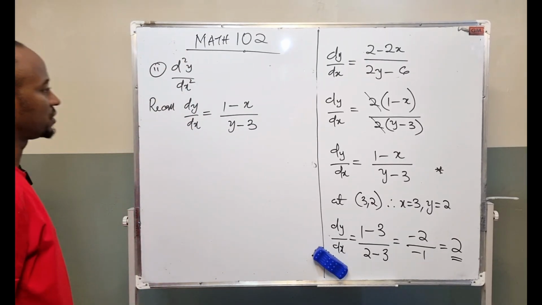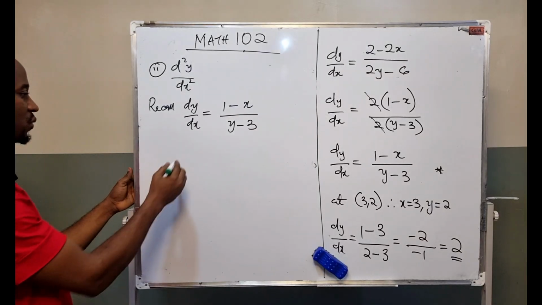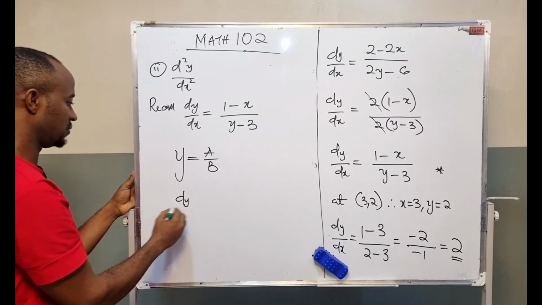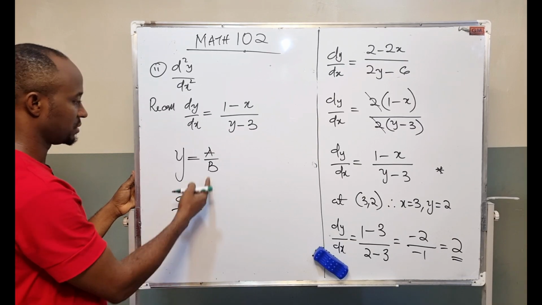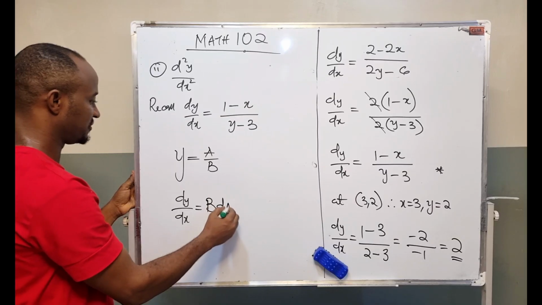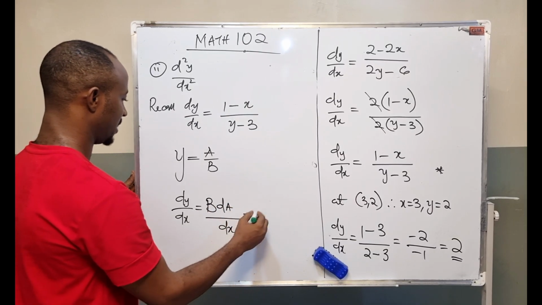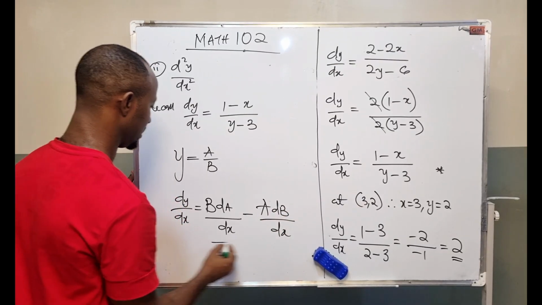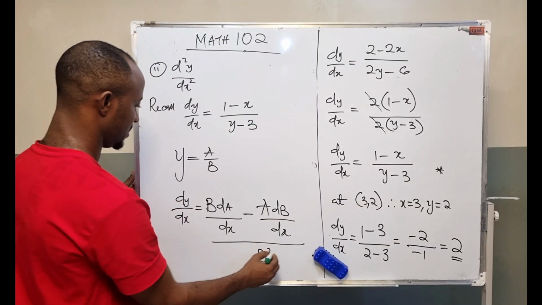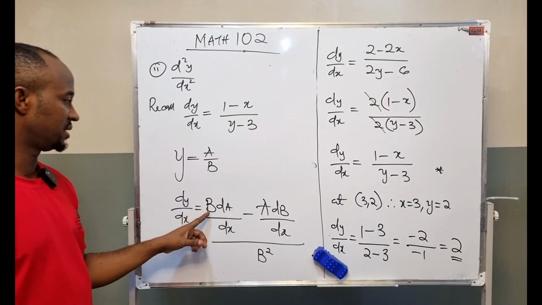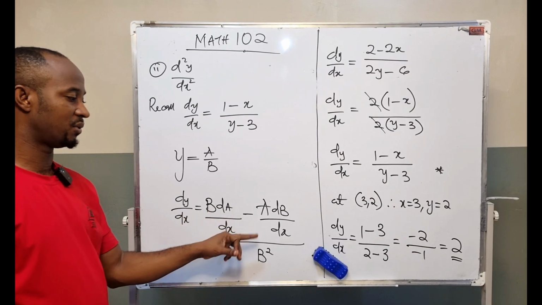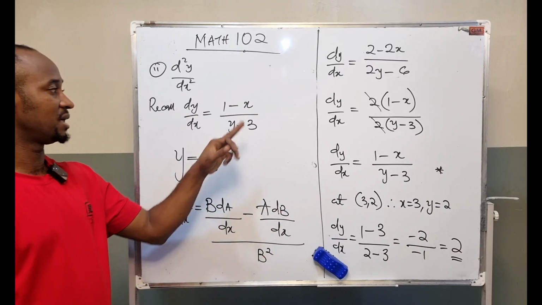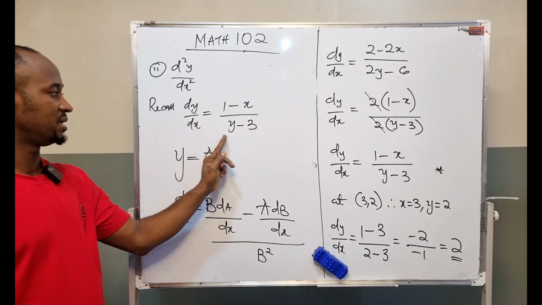I'm going to use what we call the quotient rule of differentiation. In a quotient, if y equals a divided by b, the rule says what? dy/dx is equal to, I'll keep b constant, then differentiate a, da/dx, minus keep a constant, differentiate b, db/dx, then all divided by b squared. Meaning I will not differentiate b, I will differentiate a, minus, I will not differentiate a, I will differentiate b, then divided by b squared. In this case, our a is 1 minus x, our b is y minus 3.